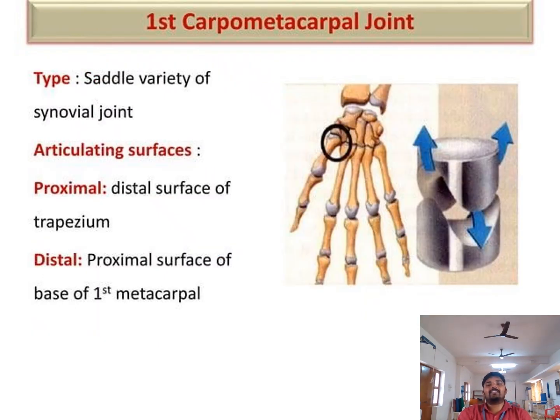Then the first carpometacarpal joint is a synovial joint, of the saddle variety. The round marking in the picture is the first metacarpal bone, which articulates with the trapezium, a bone of the distal row of carpal bones. The proximal surface of the base of the first metacarpal articulates with the trapezium. These structures form the first carpometacarpal joint.